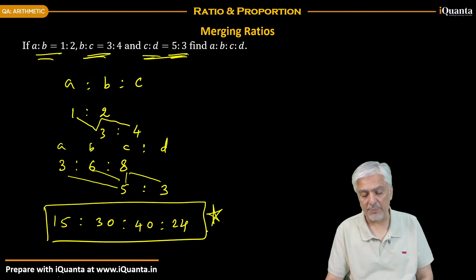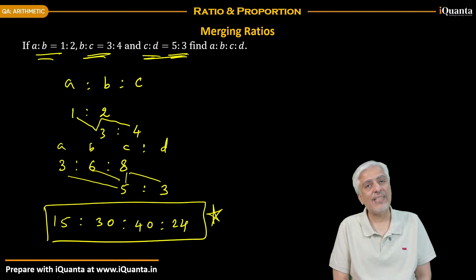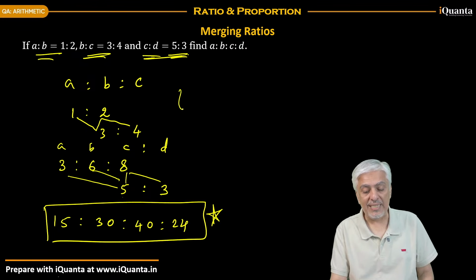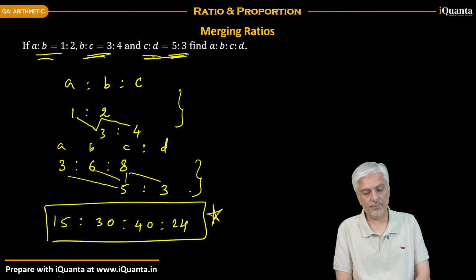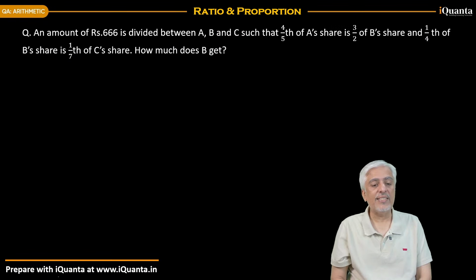Everybody clear with the shortcut method? Yeah, finally, you have to make the numbers same. Here I had to make B same. Here I had to make C same. Come on, try this question.